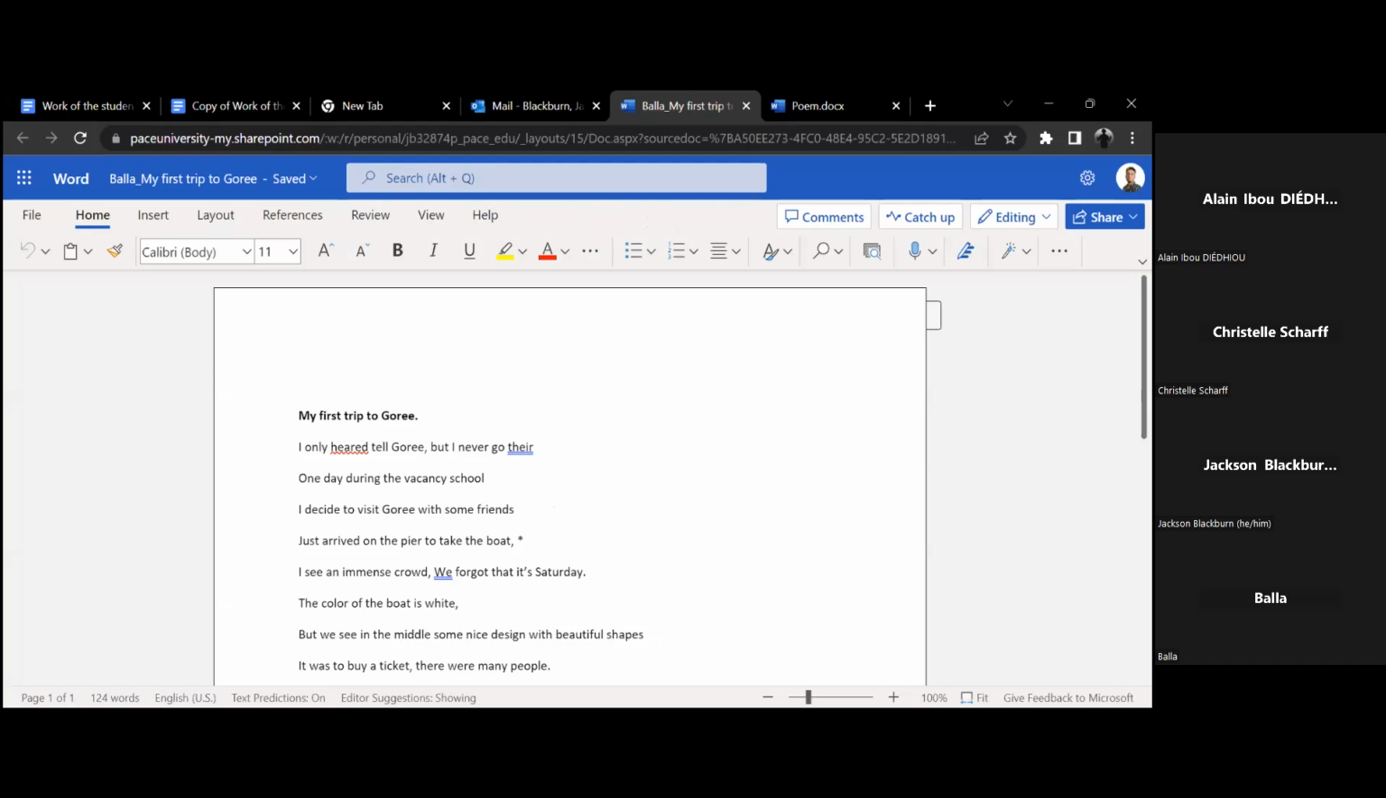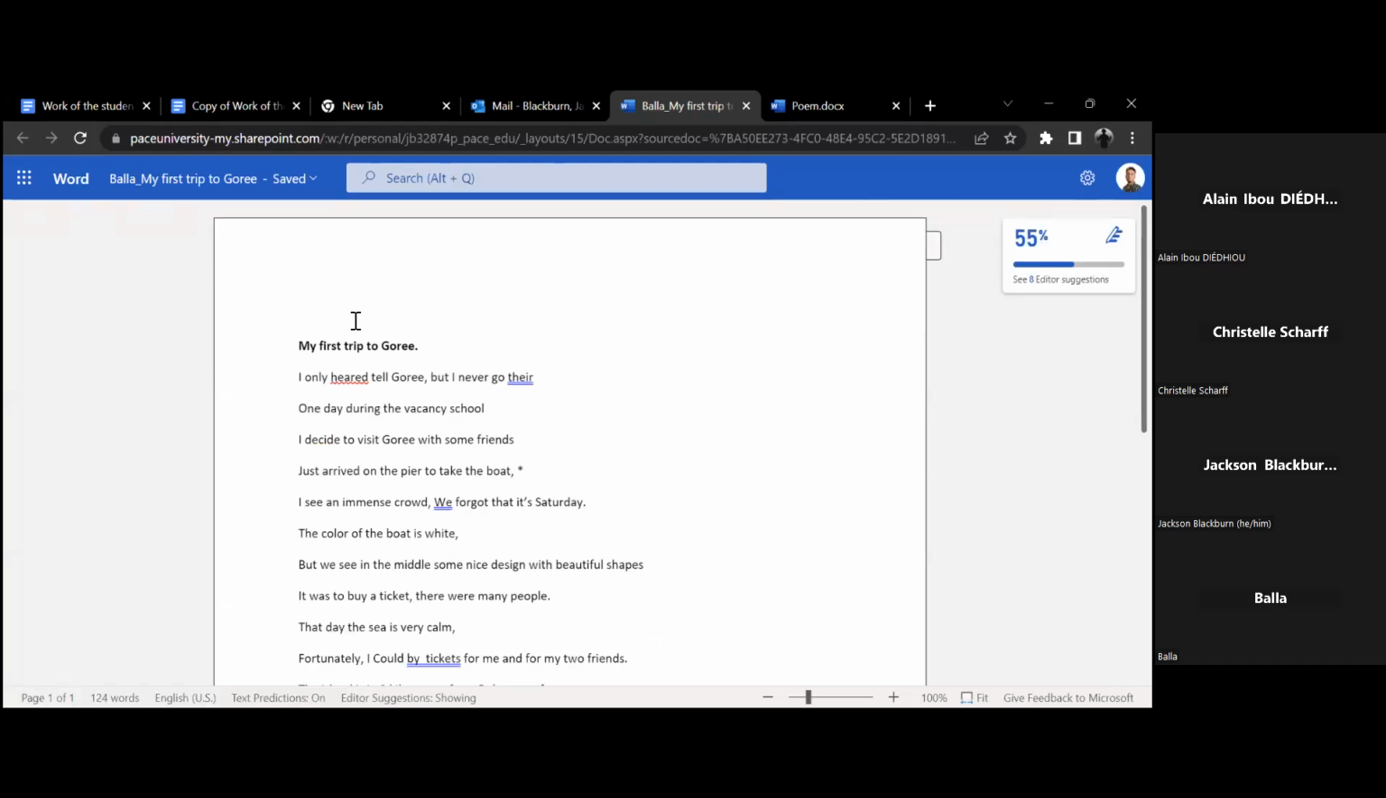All right, this is the other poem that we got. Again, it's really good that you guys are putting something in bold or indicating that this is the title. So that's great. Okay, let's read. I only heard, so we would change it to heard and just take away that E. So I only heard tell Gory, but I'd never go there.